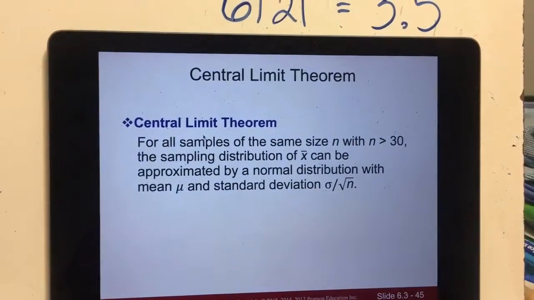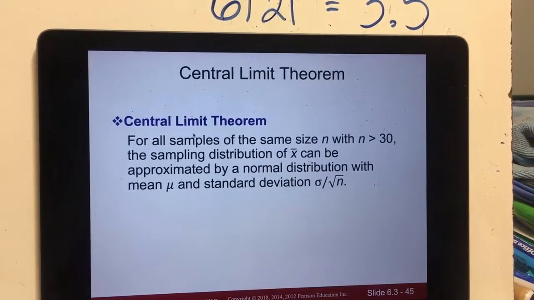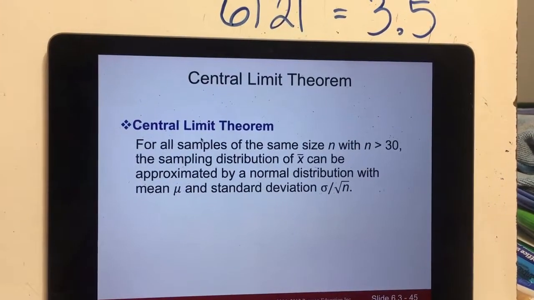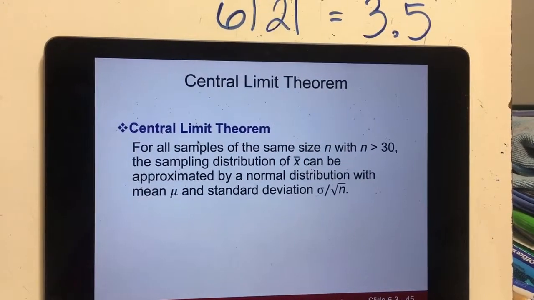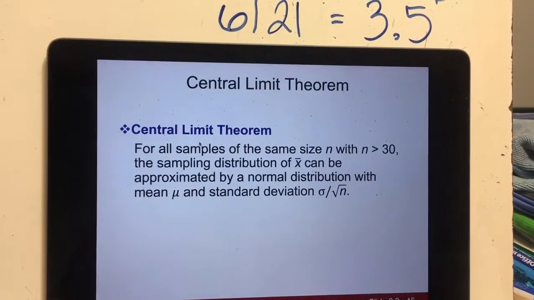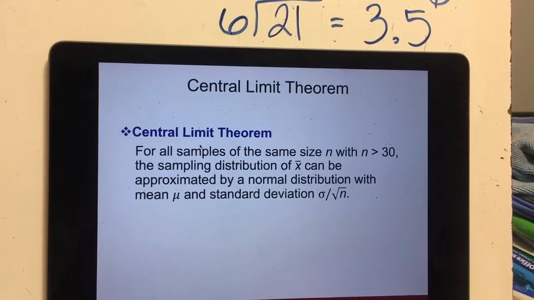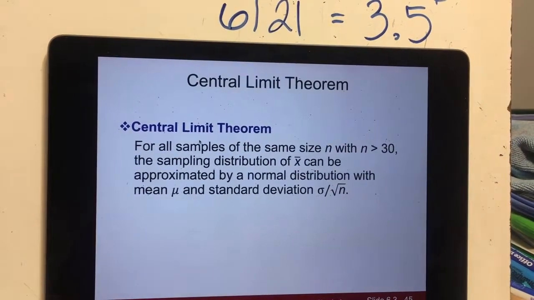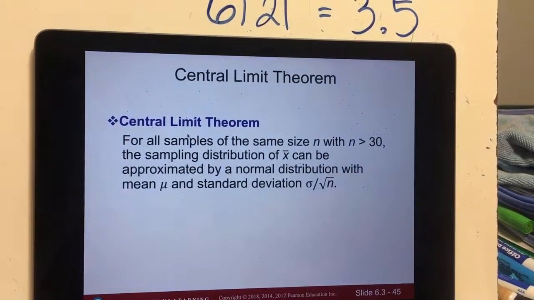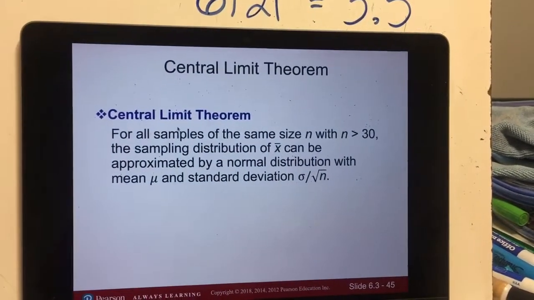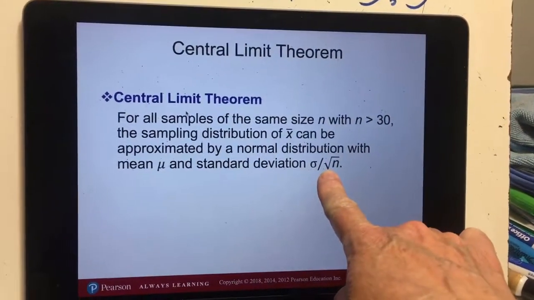For all samples of the same size n with n greater than 30, the sampling distribution of the x bar, or the mean, can be approximated by a normal distribution with a mean of mu and a standard deviation of sigma divided by square root of n.